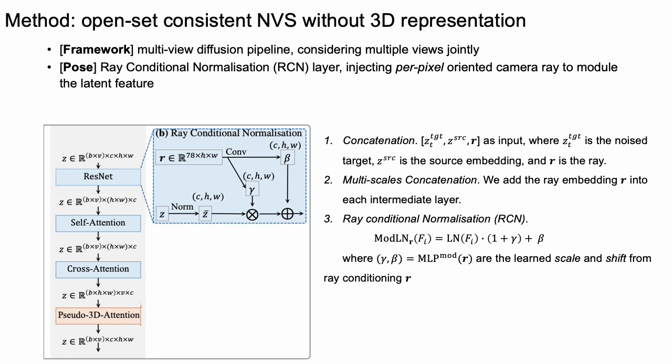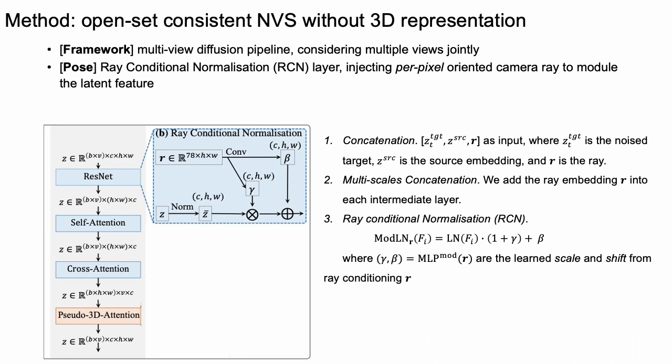More interestingly, we introduce the ray conditioned normalization layer, which injects per-pixel camera rays to modulate the latent features. This is quite different from existing methods, which only consider the camera viewpoints as global language tokens, which may be hard for the network to interpret, understand and utilize.